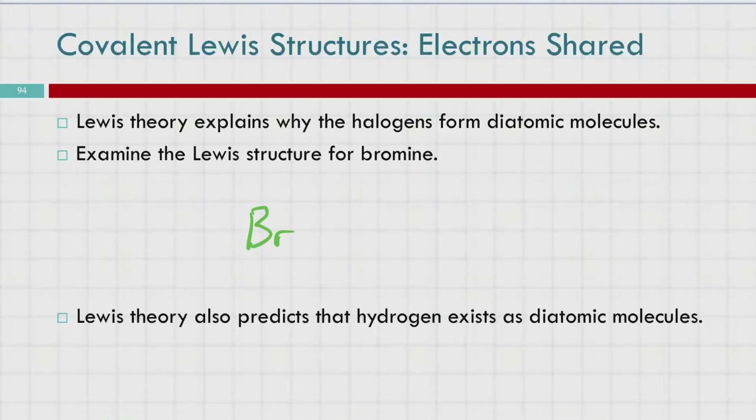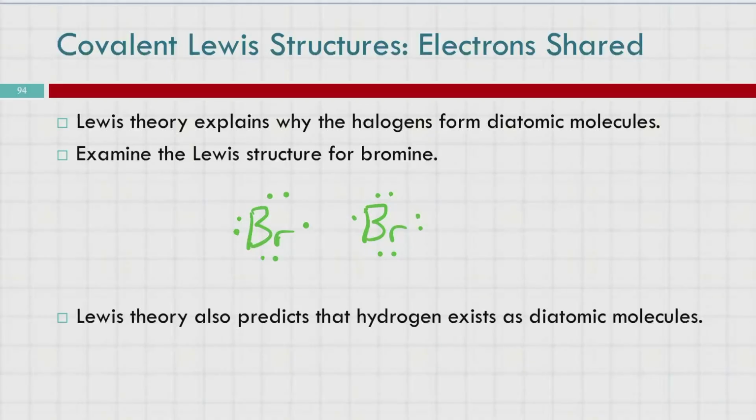Bromine is Br. It's got 7 valence electrons. If we have another bromine, which is also unhappy because it only has 7 electrons and not a full octet, they can make a deal.